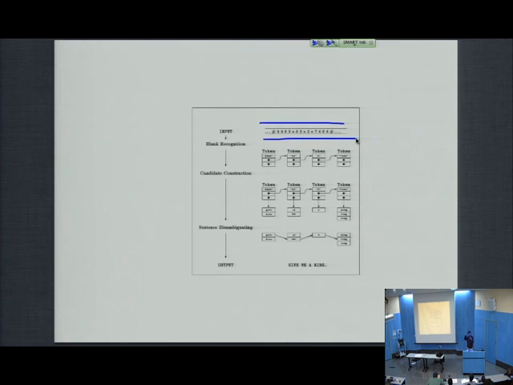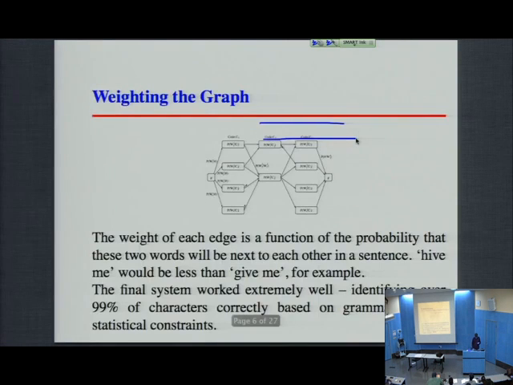Any questions? When we did this, we ended up getting 99% of all characters right when you interpret it. So you could read the message when you entered it this way. The moral here is that if you can find the shortest path, a lot of problems can be modeled as shortest paths. Any questions about that?